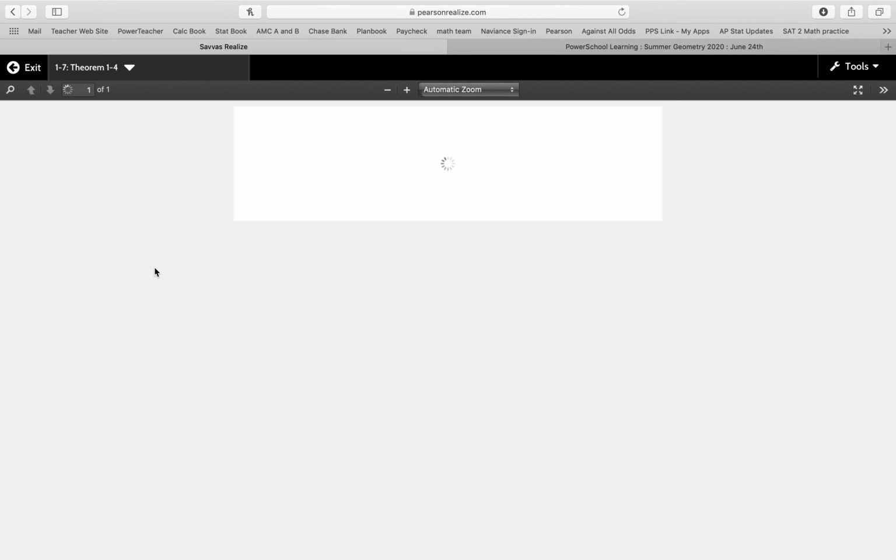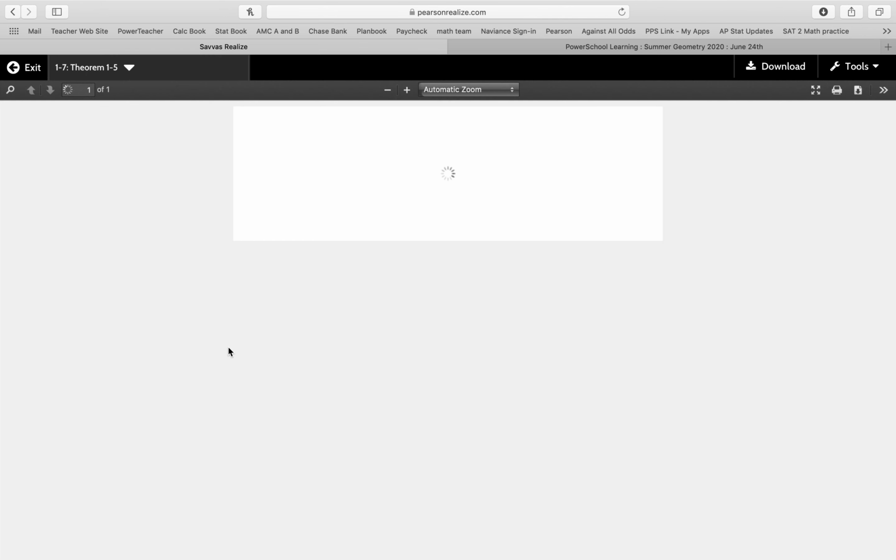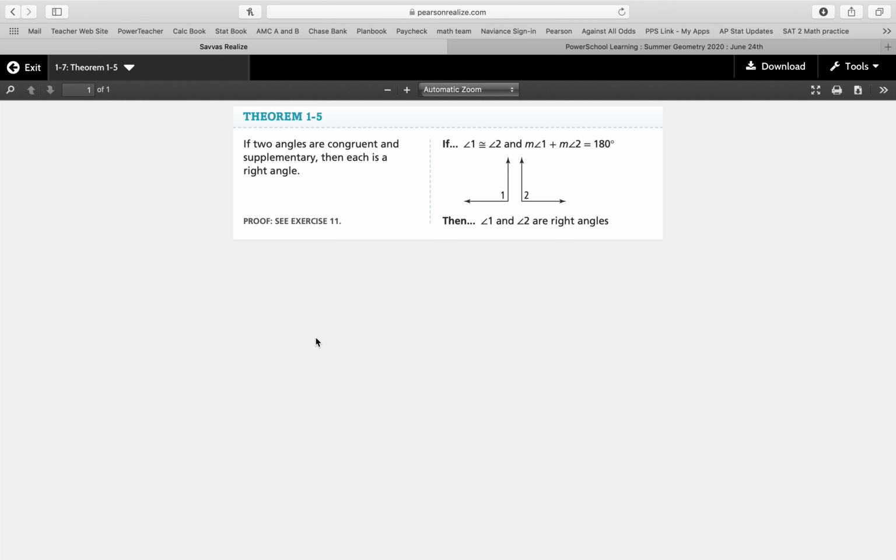A couple of theorems that seem silly to write, but they're important because you're going to need them when you're writing your proofs. All right angles are congruent. Well, duh, because all right angles are 90 degrees. So another one of your reasons could be all right angles are congruent. Another theorem, again, that might seem intuitive but is important, is that if two angles are congruent and supplementary, then each is a right angle. So if angle 1 is congruent to angle 2, and the measure of angle 1 plus the measure of angle 2 is 180, then that means that angle 1 and angle 2 are right angles. And if they're right angles, well, then they're congruent because of the all right angles are congruent.